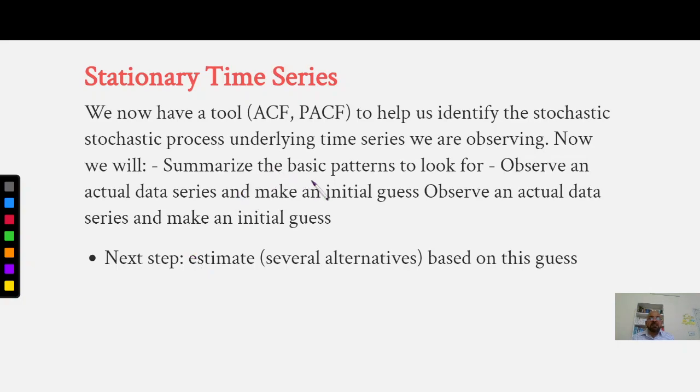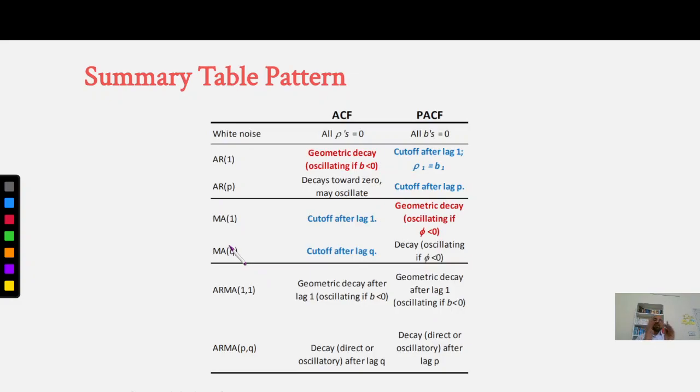So we'll summarize the basic patterns to look for. You have to look at what your actual data series looks like, and then go on to estimating models. Try to understand this; if you browse on Google, you will find this one. Please, this will help. This is a tool for identification. If it is an AR1 process, its autocorrelation function will decay geometrically, and its partial autocorrelation function will cut off at lag 1.